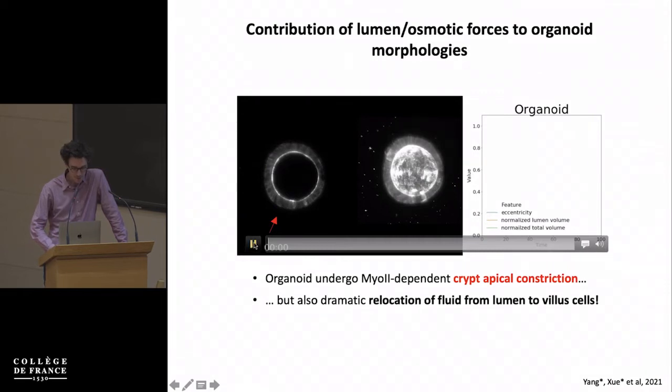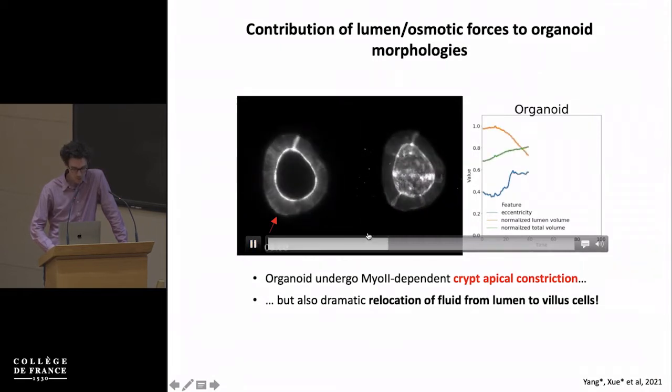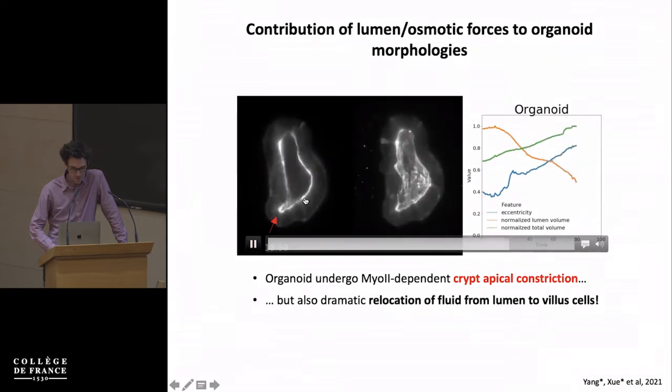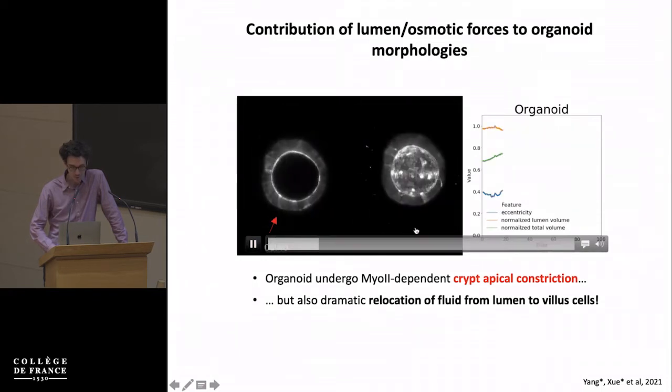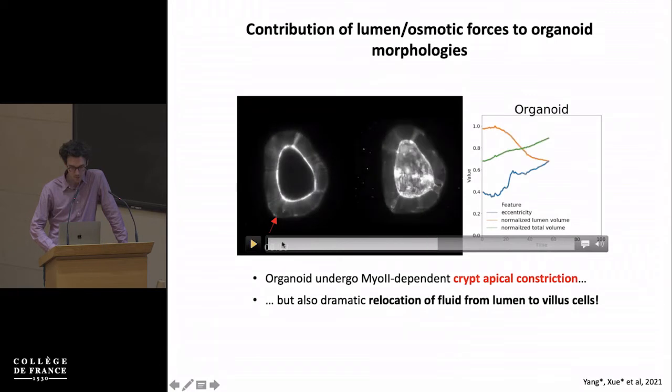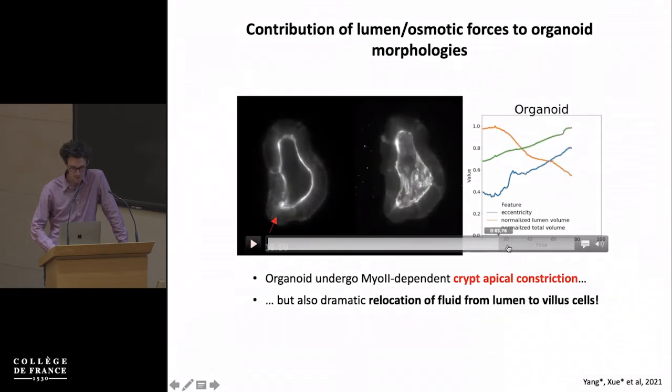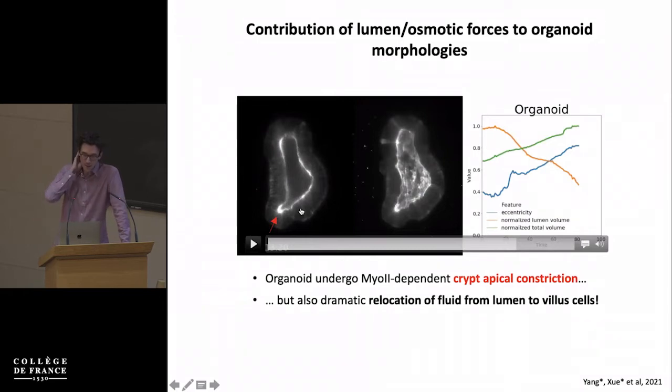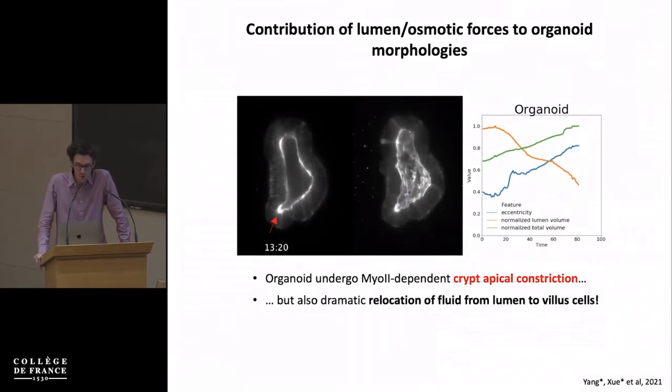But if you look at a movie, you see a pretty dramatic change in shape towards the very end. If I make it a bit slower, right, you see on these red arrows that a crypt is emerging. And when she was quantifying this, there are essentially two things that show up. One is that the crypts undergo apical constriction, which is actually one of the most classical morphogenetic modules.